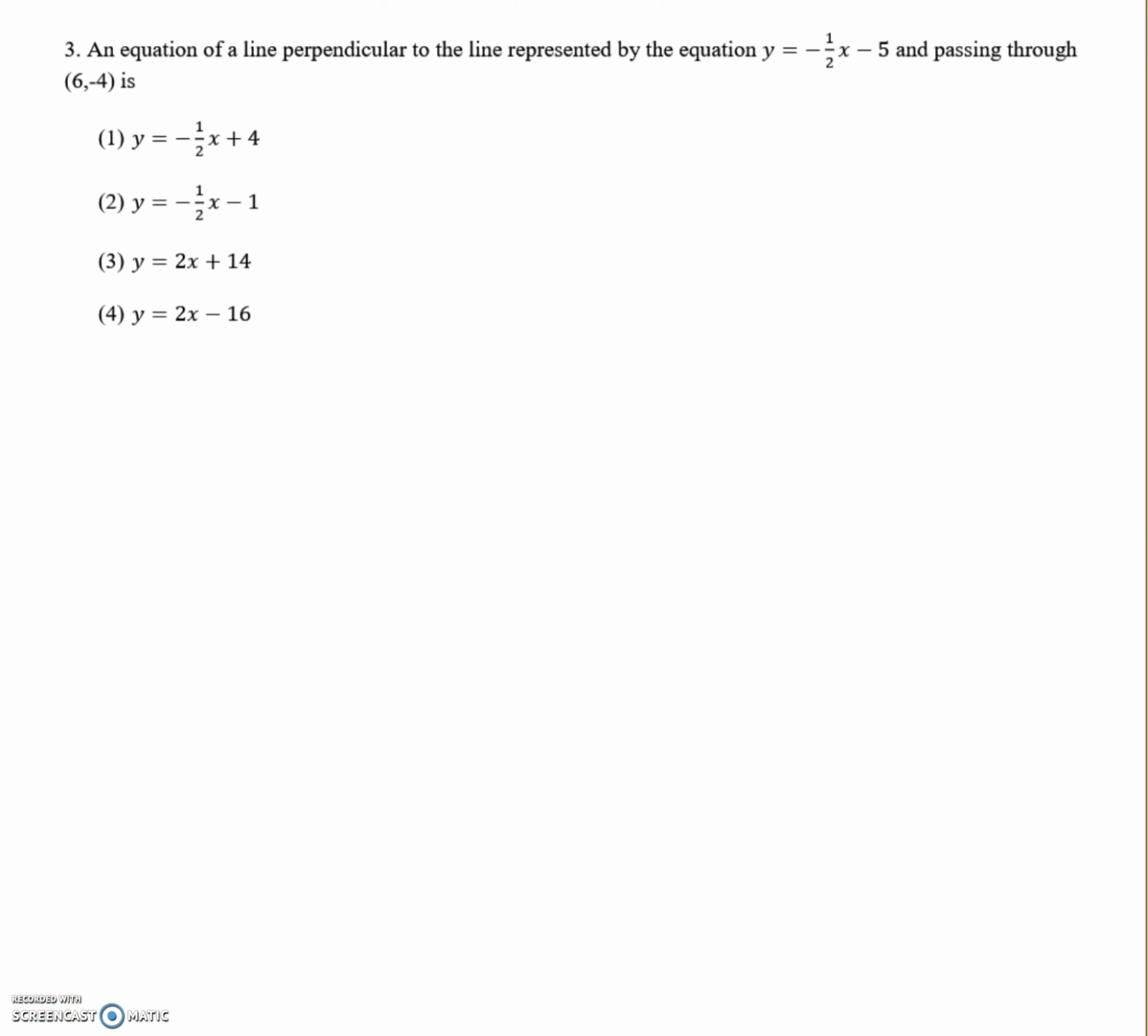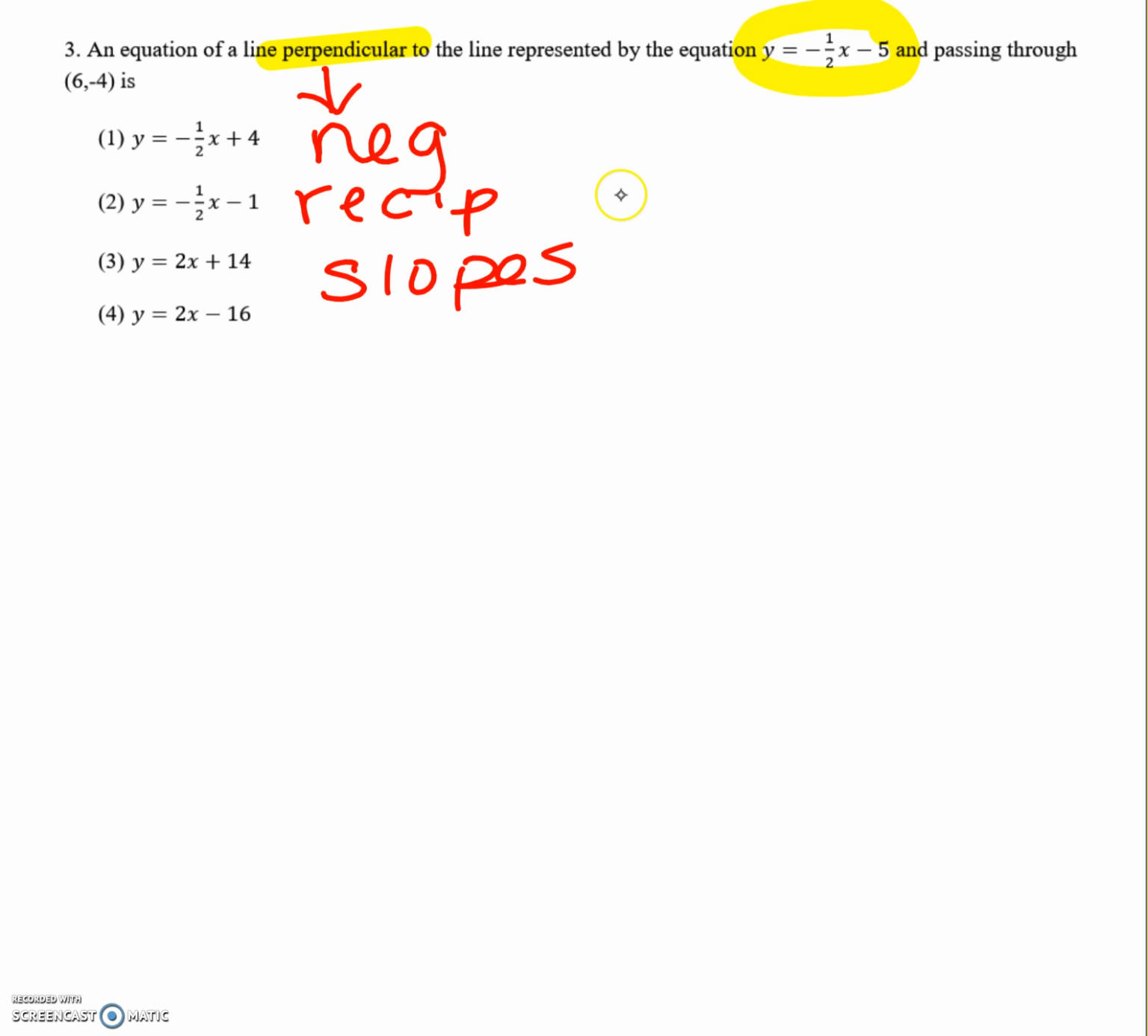Question 3 says, an equation of a line perpendicular to the line represented y equals negative 1/2 x minus 5, and passing through the point (6, negative 4) is, and then they give us our choices. So the first thing that I want you to do is, when you see perpendicular, you should be thinking negative reciprocal slopes. So let's start with the given equation, y equals negative 1/2 x minus 5. It already is in y equals mx plus b form, so we don't have to rearrange it. We just have to locate the slope.